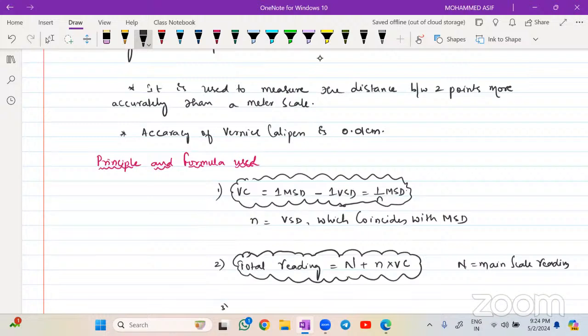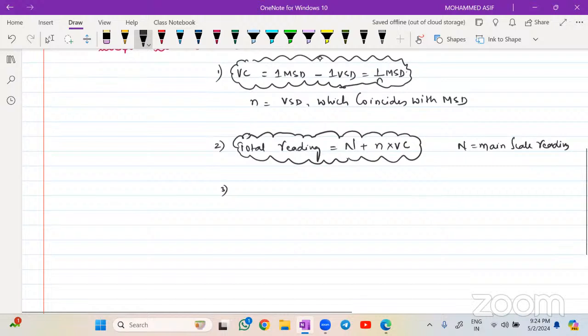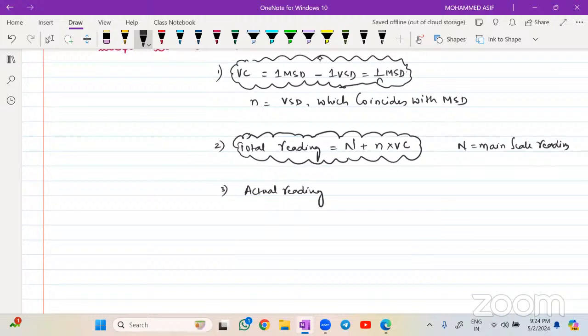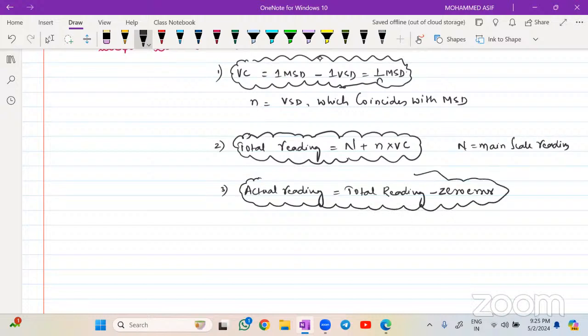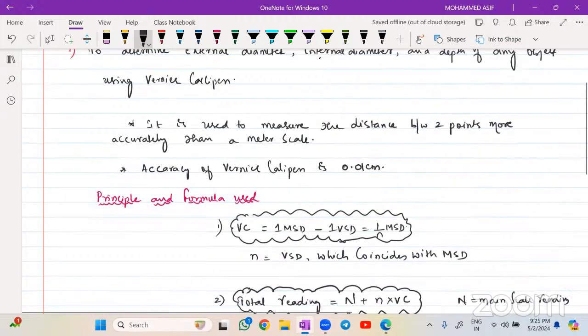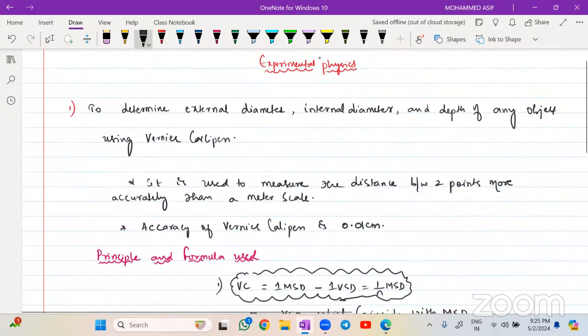ठीक है? और उसके बाद एक्चुअल रीडिंग निकालने का तरीका. Actual reading will always be equal to total reading minus zero scale or zero error, I can say. That will be the actual reading. So actual reading is equal to your total reading minus your vernier zero error. Clear? These are the things you need to remember about your vernier calipers. एक बार देख लीजिए जल्दी से.